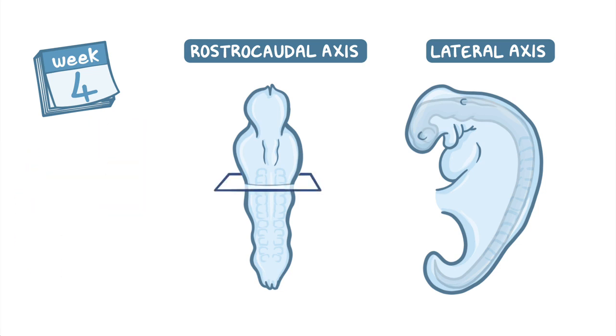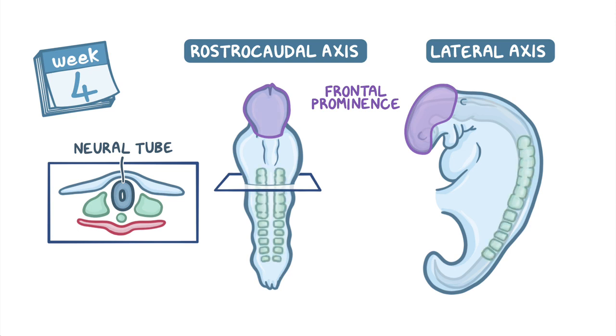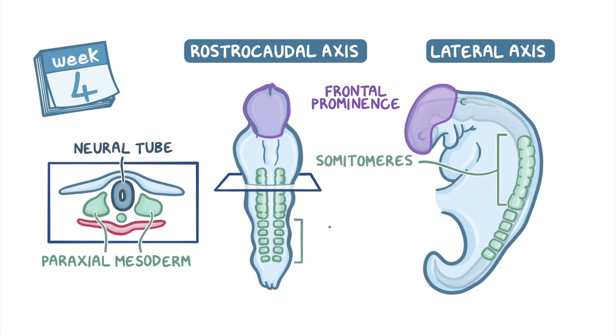At the head end of this shrimp-like creature, the neural tube expands greatly, forming the primitive forebrain, which produces a bulge known as the frontal prominence. Lateral to the neural tube is the paraaxial mesoderm, which partially segments rostrally to form somitomeres, and fully segments caudally to form somites, the first in the series being the occipital somites.